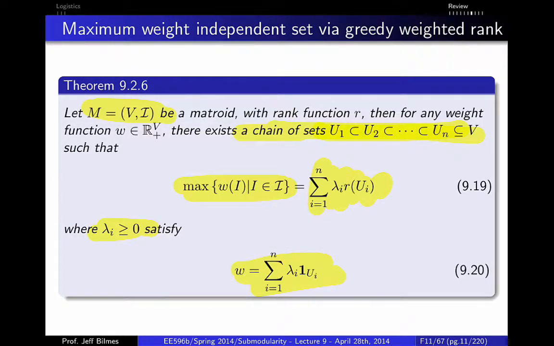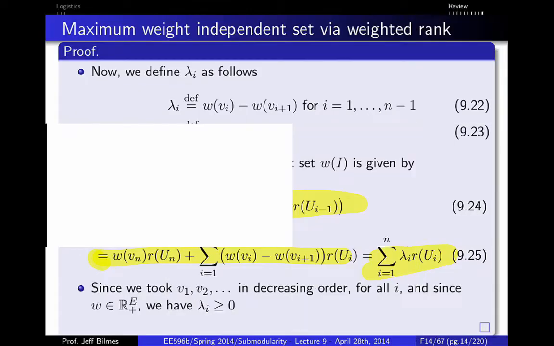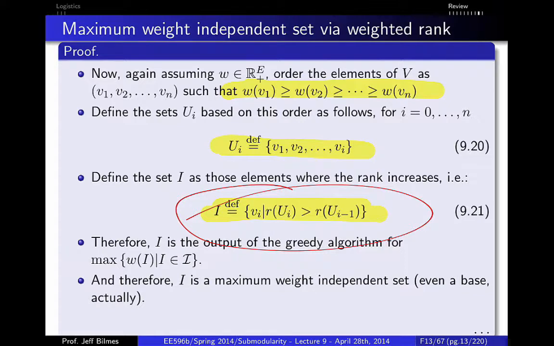Okay, we have n sets. This is by definition; this is what the theorem states. We've got n of them. Now, it's typically not the case, unless you have a trivial matroid, that the number of u's for which the rank increases is going to be equal to n. If you have the free matroid where everything's independent, then yes, the rank's always going to increase for every element in the chain. But here we're defining I in equation 9.21 to only be those points where the rank increases. Okay?